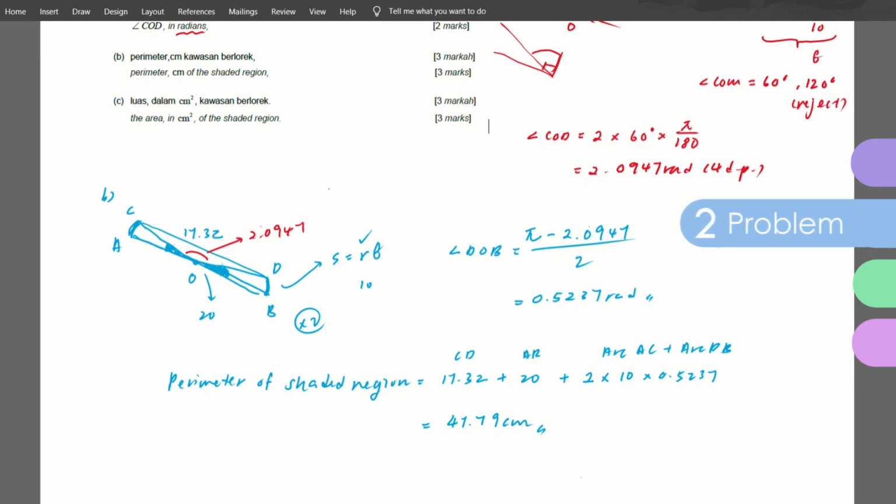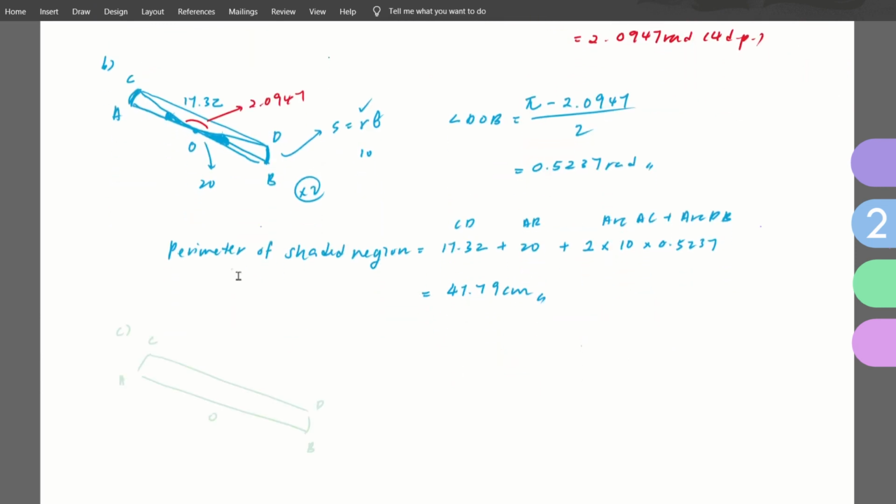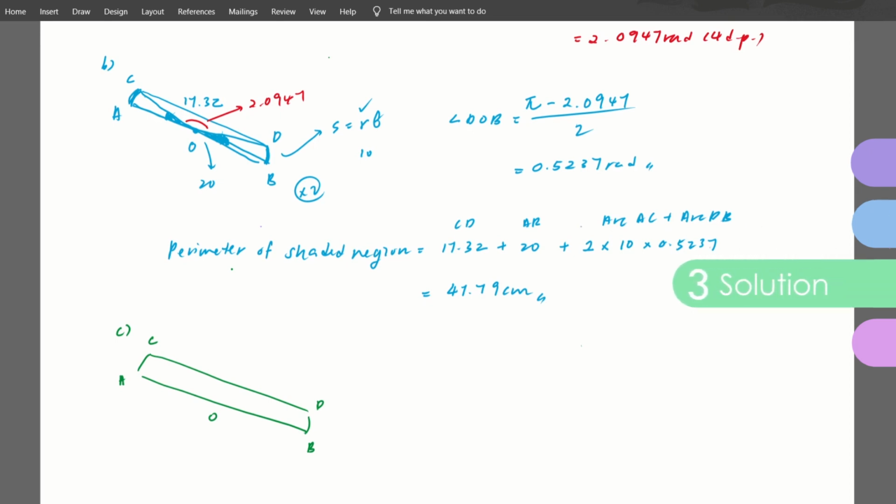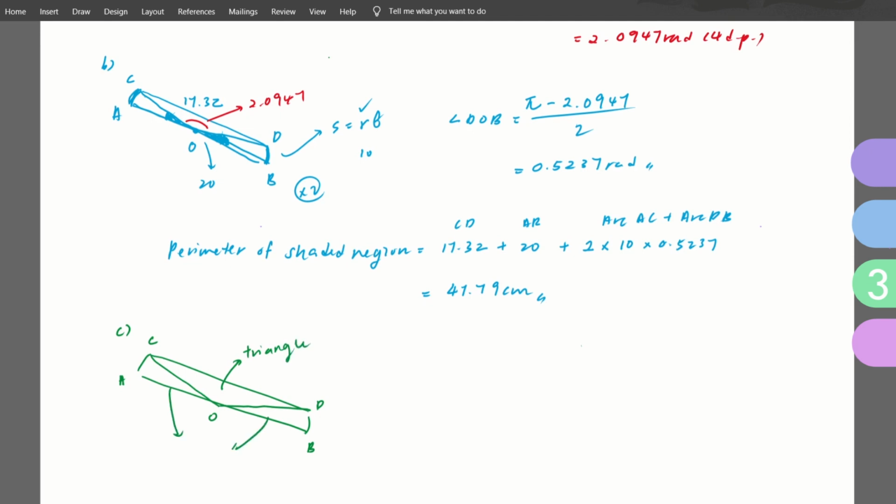Moving on to part C, we are going to calculate the area of the shaded region. Let's draw out the diagram first. Usually to calculate areas, we take the bigger shape minus the smaller shape, but let's use another way to solve this question. We are going to split the area of the shaded region into parts. We can separate it this way. Now you can see COD is a triangle and these two are actually sectors.